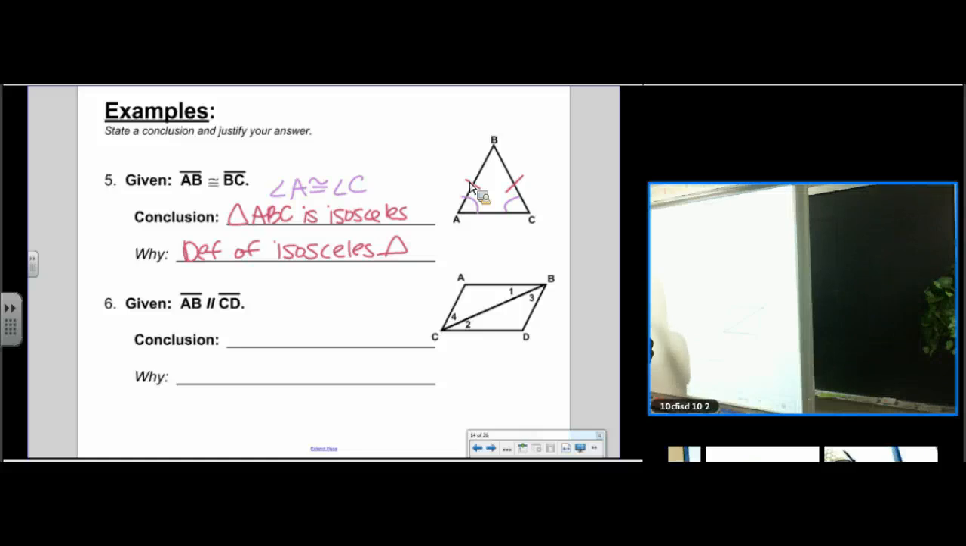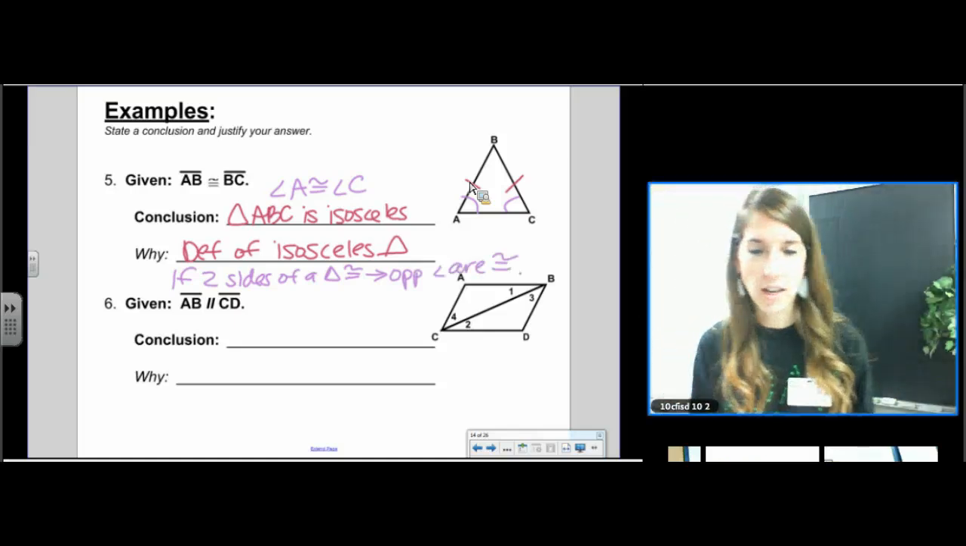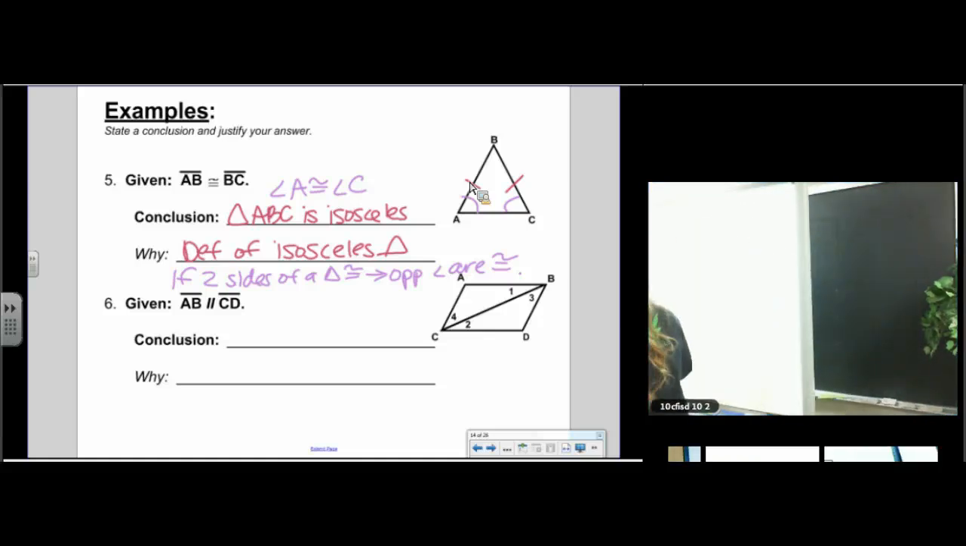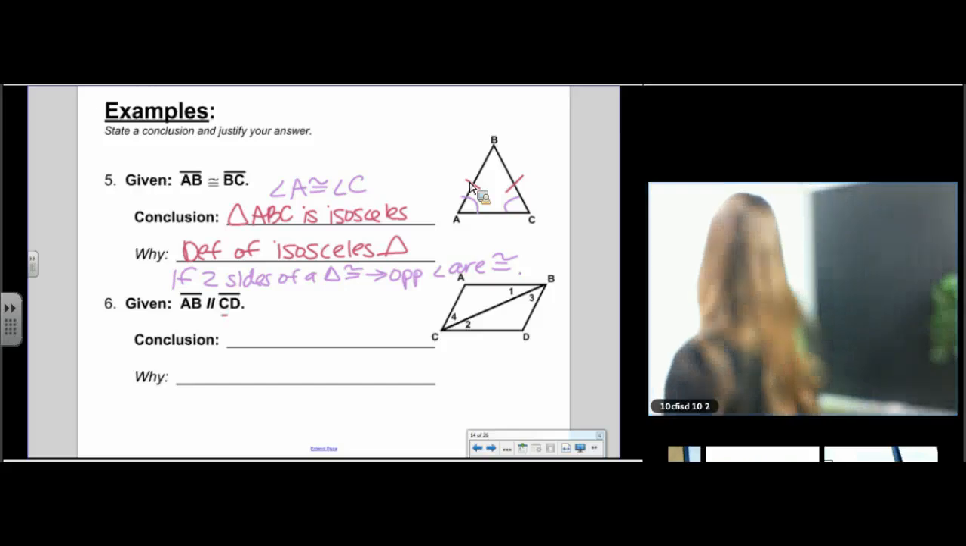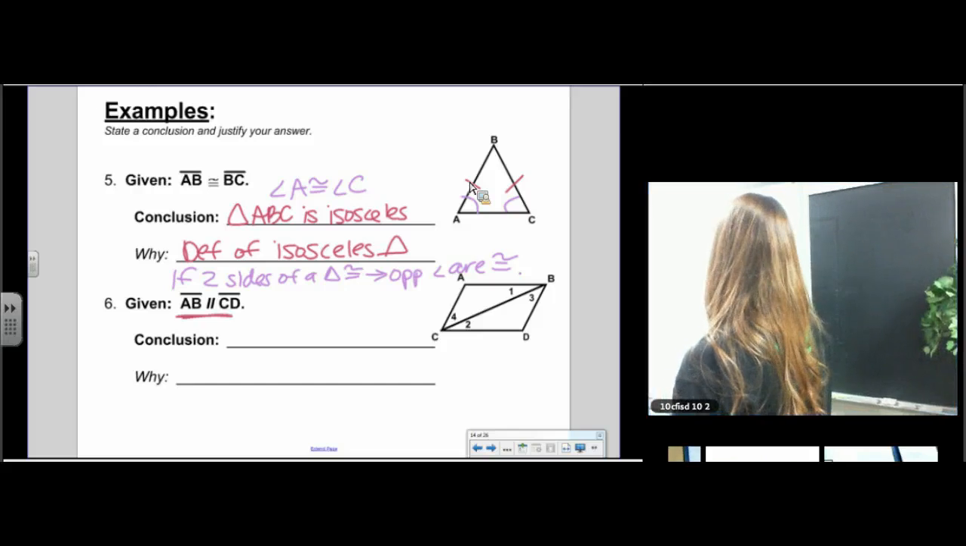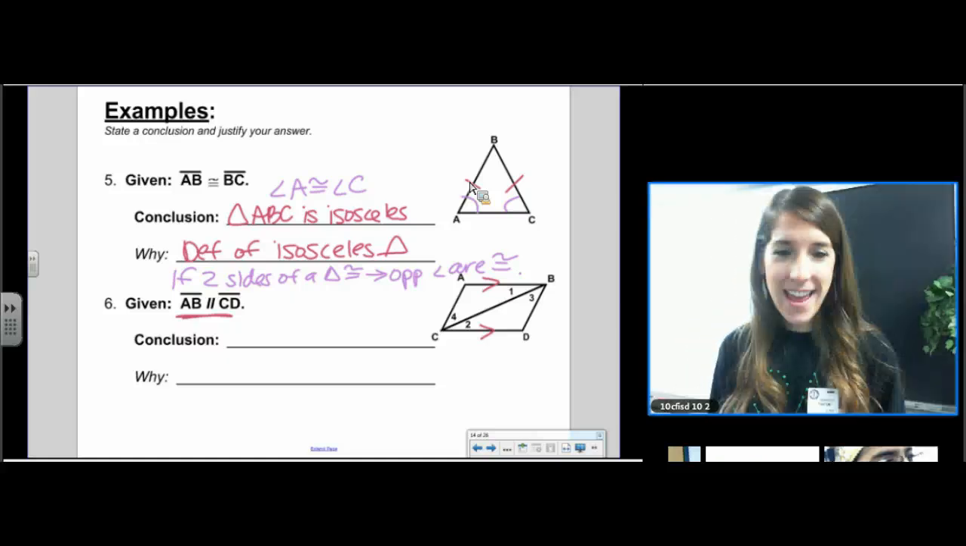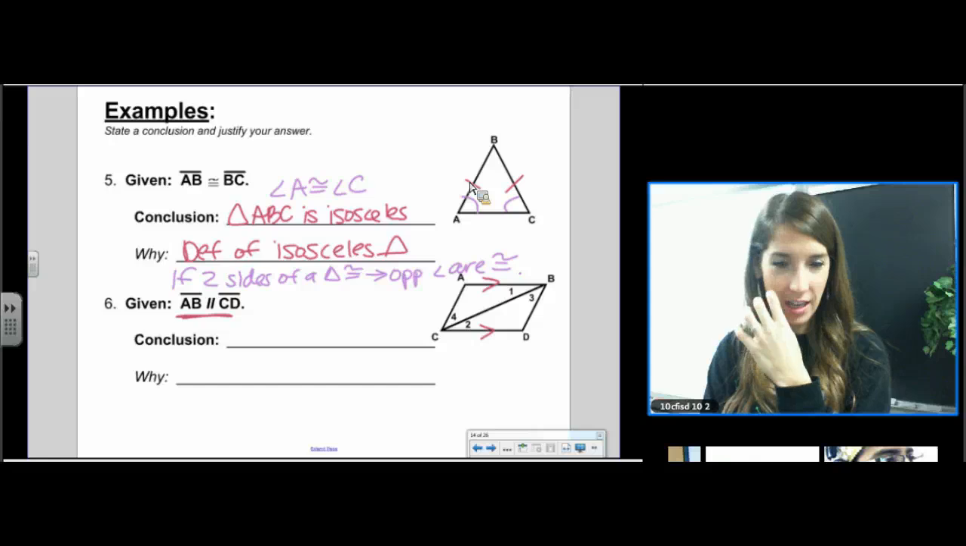So the one that goes with purple would be, if two sides of a triangle are congruent, then the opposite angles are congruent. That's number 41 on your sheet. It is a long sentence. Okay, next one. Given AB is parallel to CD. What is the conclusion? I want to know what y'all think. First, you have to tell me the conclusion, then you can tell me the why.